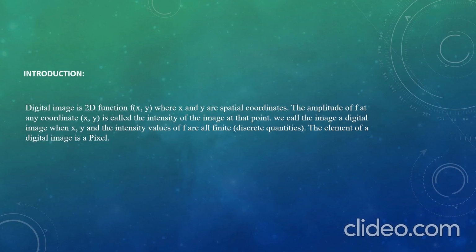A digital image is a 2D function f of x, y, where x and y are its spatial coordinates, and the amplitude of f at any coordinate x comma y is called the intensity of the image at that particular point. We call the image a digital image only when x, y, and the intensity values of f are all finite. The element of a digital image is called a pixel.